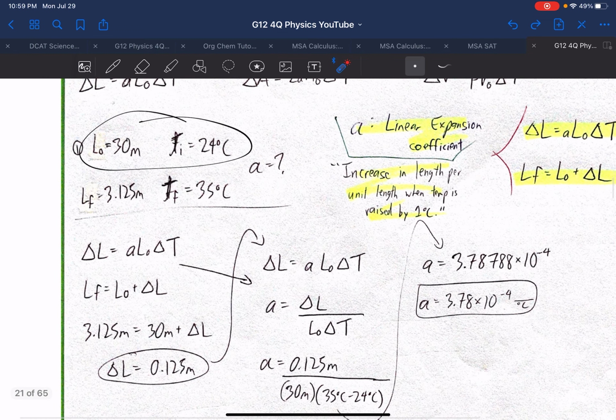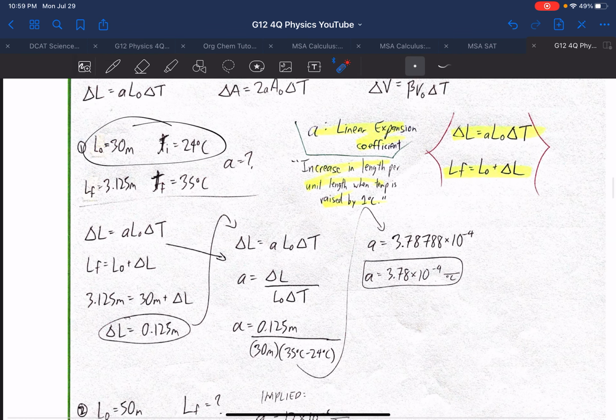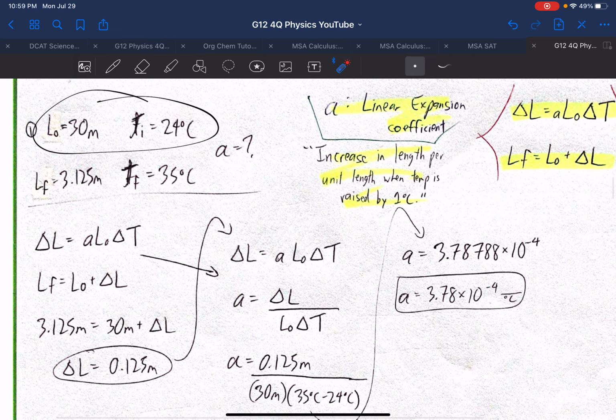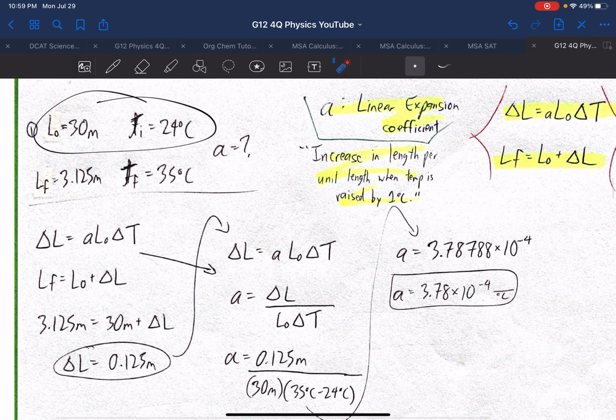Anyways, I'm just surprised that it's not 30.125. Doesn't seem believable. Anyways, I think this is just theoretical, but I am certain that the answer is correct as well as the solution. What we're dealing with is a fictional scenario. Initial temperature is 24 degrees Celsius, and the final temperature is 35. We're looking for the linear coefficient.